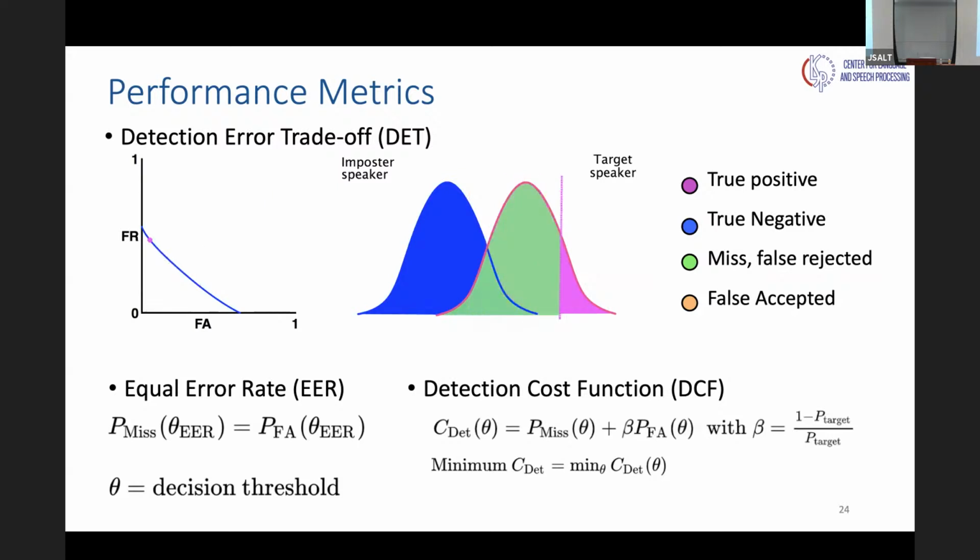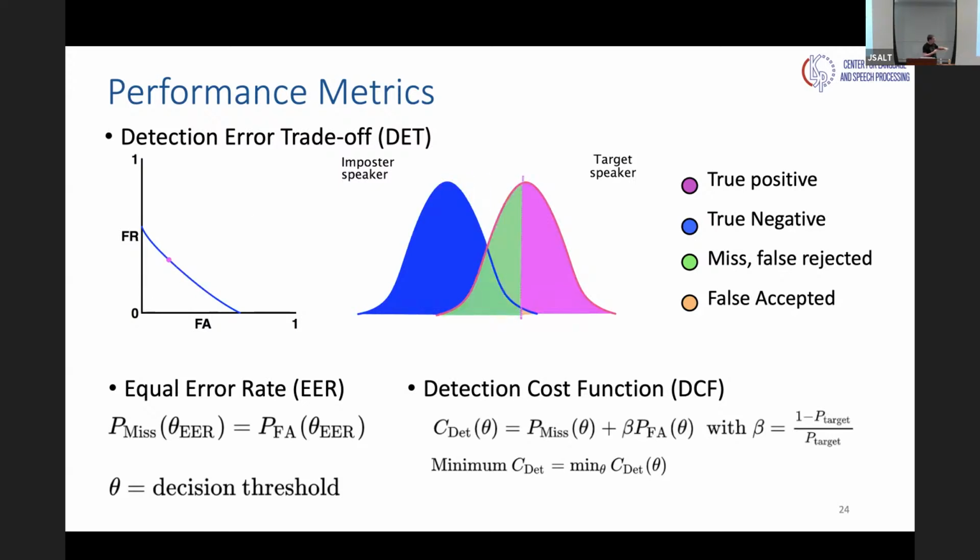And this beta is what determines the weighted average, and this beta is equal to the ratio of 1 minus the prior probability of having a target trial divided by the prior probability of having a target trial. The prior probability of having a target trial will be given to you, for example: from all the trials that I'm going to have, I expect that 10% will be target trials, and 90% will be impostor trials.